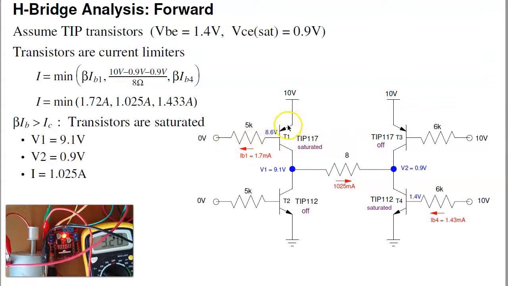The current over here is limited to 1.72 amps. The 8 ohm resistor limits the current to 1.025 amps. And this limits it to 1.43 amps. The smallest of the 3 is from the 8 ohm resistor. What that means is both these transistors are saturated. Beta IB is more than IC. And this becomes 0.9 volts, the saturation voltage for a TIP transistor, or 9.1 volts here. This becomes 0.9 volts. And the voltage across the 8 ohm resistor is now 8.2 volts. The max current I can get is 8.2 volts over 8 ohms.